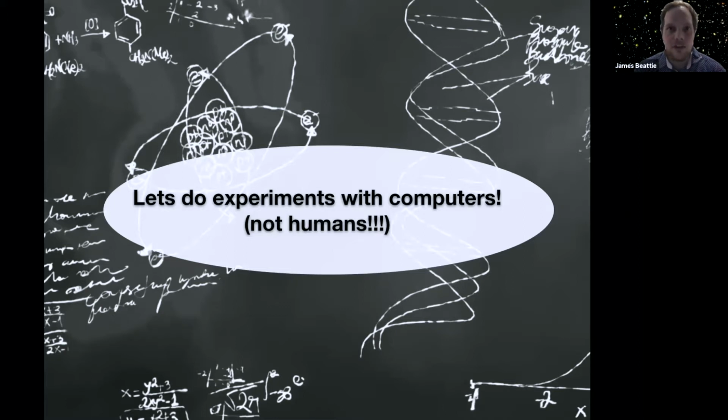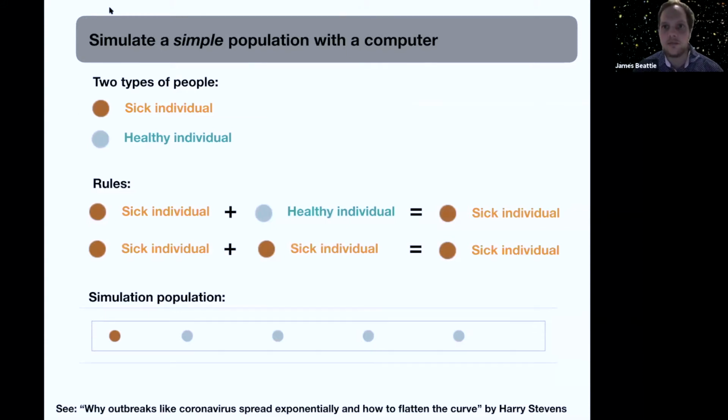So let's first construct our very toy population. So this is where we're going to start. So in our population, there's just two types of people. There's sick individuals and there's healthy individuals. Now we have to define a couple of rules for how these individuals interact with each other. So when a sick individual interacts with a healthy individual, the healthy person also becomes sick. So, there's some kind of interaction between the healthy and the sick person, and the sick person spreads the virus or spreads the disease to the healthy individual. Now, when a sick individual and a sick individual interact, they, of course, stay the same. Both of them are still sick.